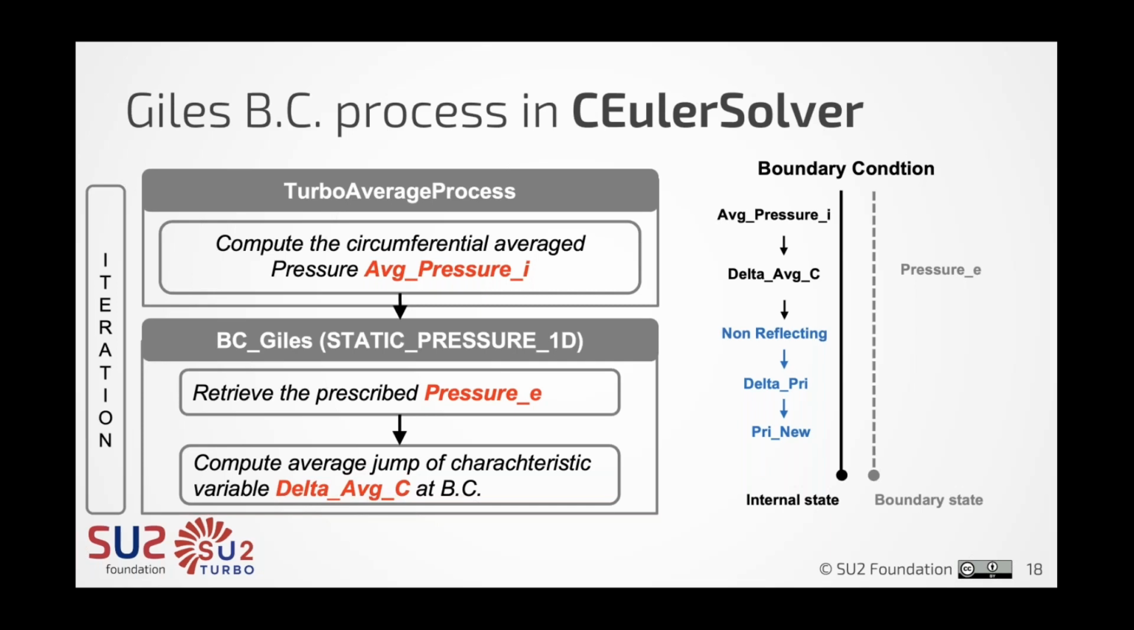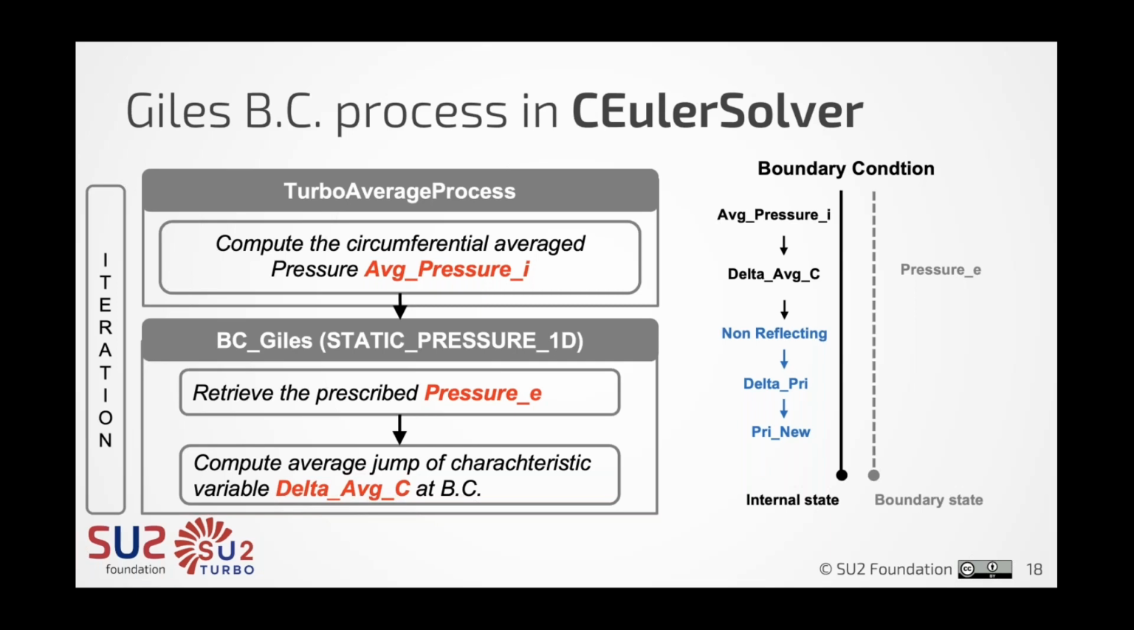everything that we need to go on and do our mixing planes and our inflows and outflows. So this is where we're going to compute the circumferential average pressure, which is called average pressure I in the code. We then, for our Giles boundary condition, for our static pressure one that we've been familiar with from our tutorial earlier, retrieve the prescribed pressure, which is called pressure underscore E, which is what the user inputs, and then we compute the required average jump of characteristic variable delta average C at the boundary condition to achieve the prescribed pressure, which is very simple. It's just a -2 (P_e minus P_calculated). Very simple.